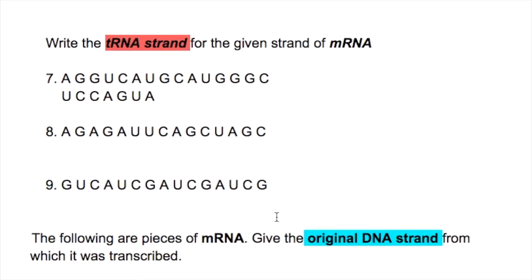Same rules for mRNA as for tRNA. So write the tRNA strand from this mRNA. Now you'll see that there are no T's in this line. So if you have a U, it pairs with an A. If you have an A, it pairs with a U. Complete these 3 lines.